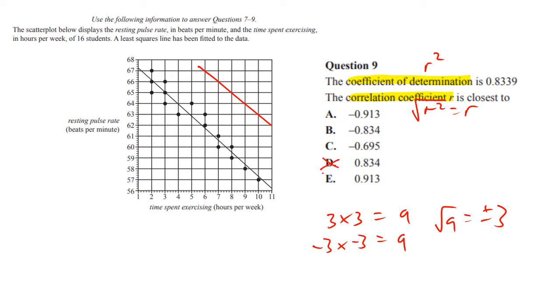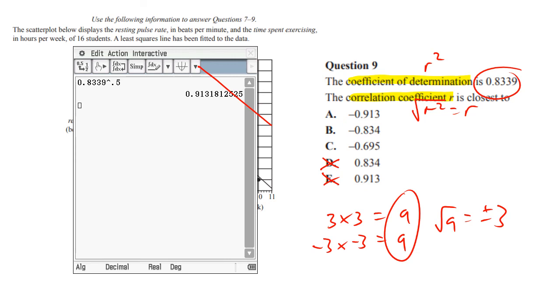So we know it's not D or E, just from looking at this. R squared, the number is always positive, just like 9 is always positive. We got a number here. You just need to stick that into your calculator and square root it. And the easiest way to square root it is to do it to the power 0.5. That's exactly the same thing. So we got that number, R squared to the power 0.5 equals 0.913, but we know it's got to be negative because the line's going down. Therefore, the answer is A.